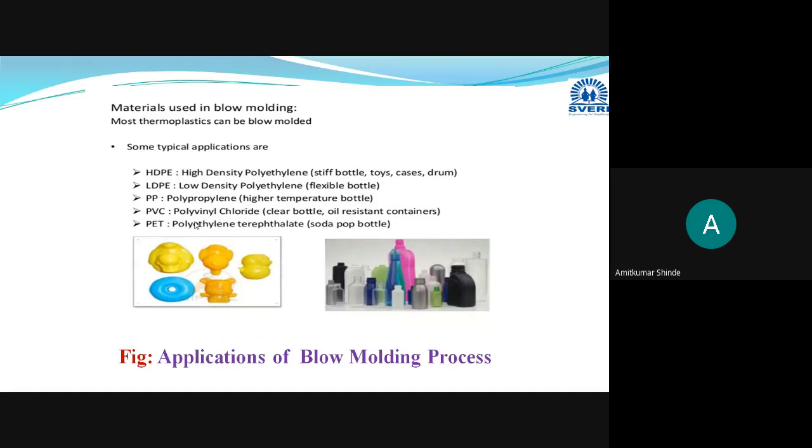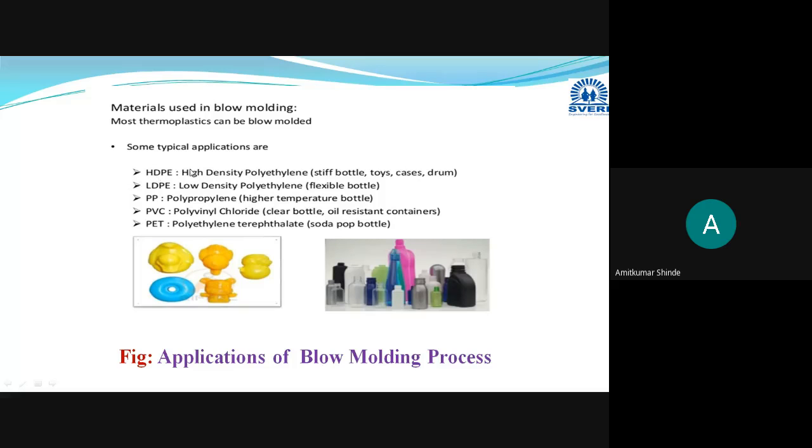Now before going to the actual applications, I will explain a few names of the materials which we are using here. Generally you have to consider that we are using blow molding only on thermoplastic materials. You can add a point here: thermoplastic materials, like PVC, polyvinyl chloride, then PET, polyethylene terephthalate, and then PP, that is polypropylene, then LDPE and HDPE, low density polyethylene and high density polyethylene.